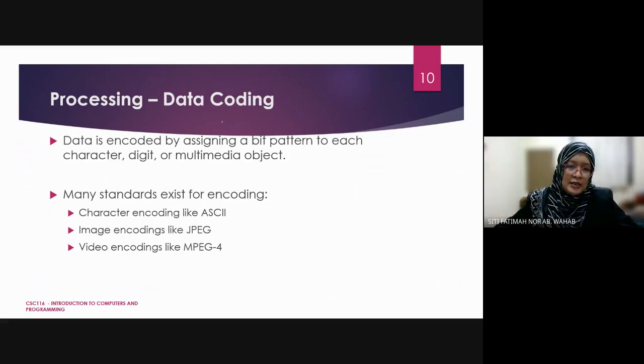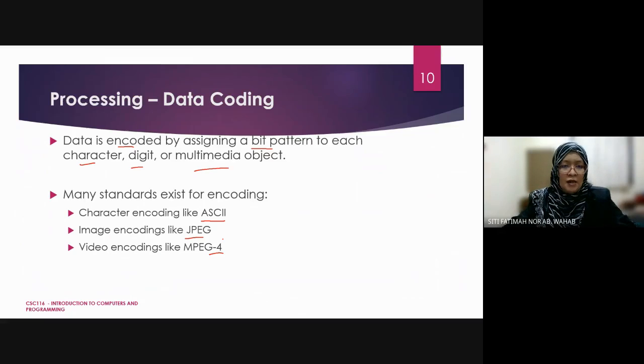The data is encoded by assigning a bit pattern to each character, digit, or multimedia object. There are many standards that exist for encoding. Character encoding, an example is ASCII. Image encoding, an example is JPEG. Video encoding, like MPEG-4. Okay, this is only an example.